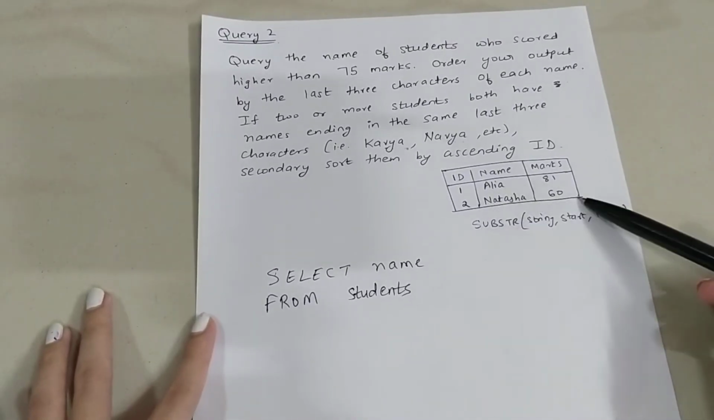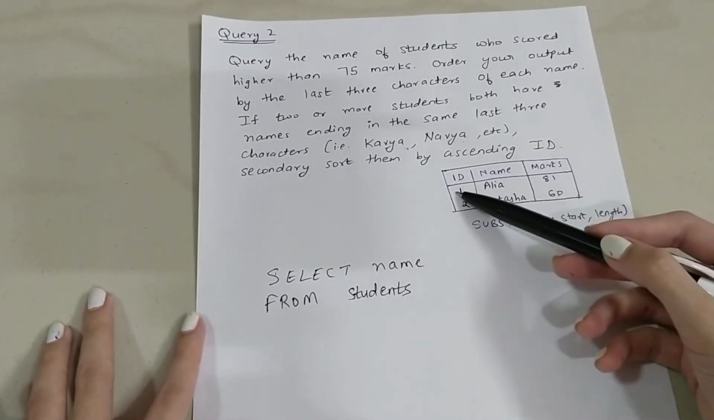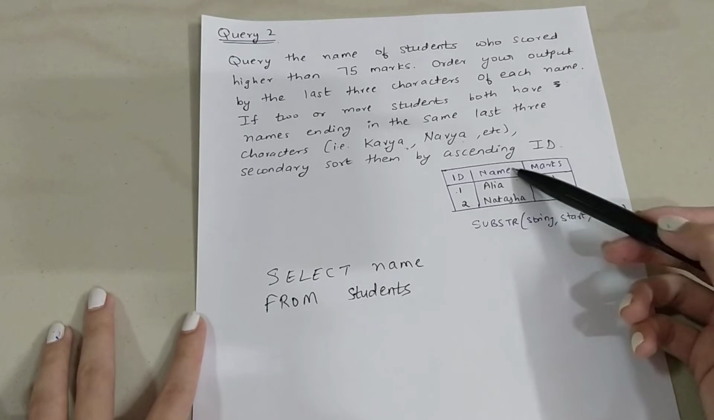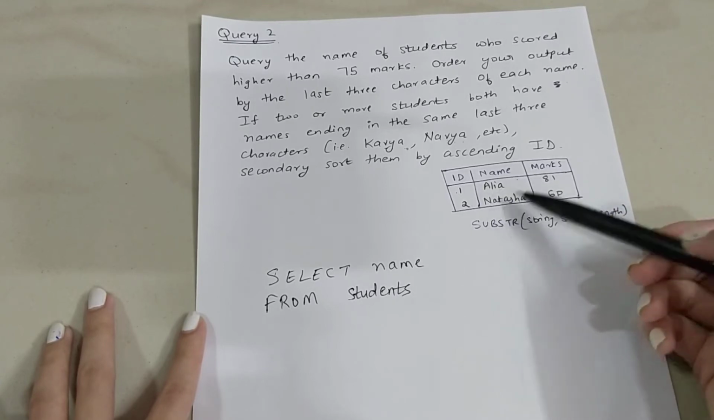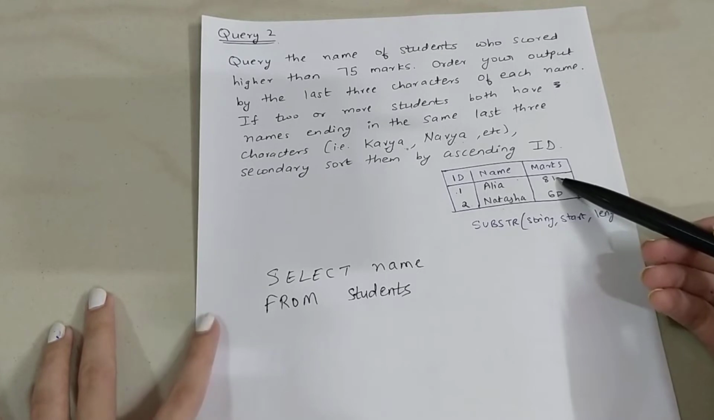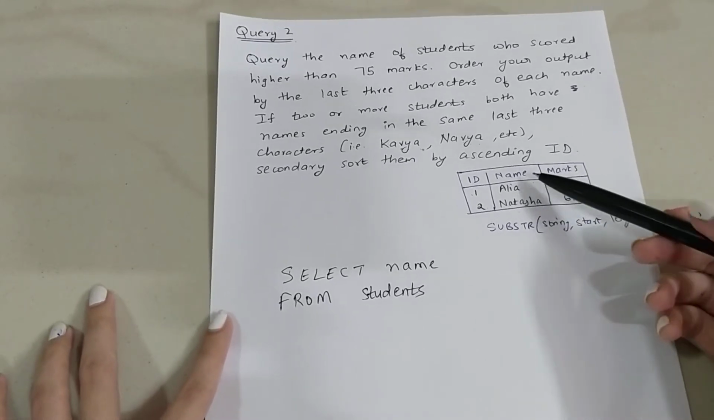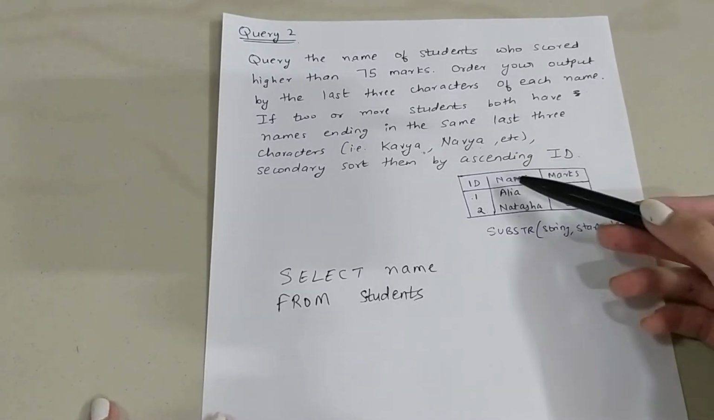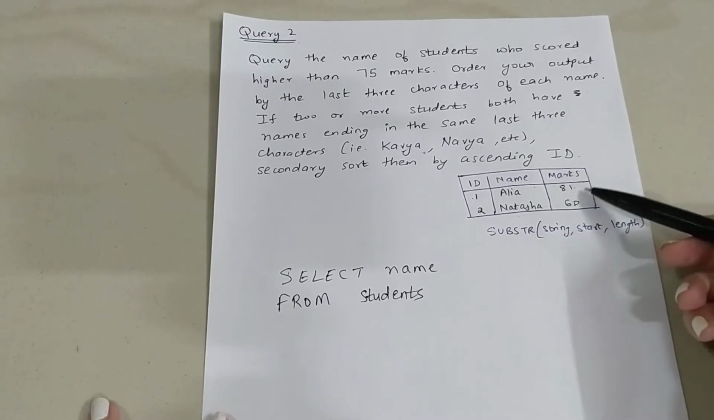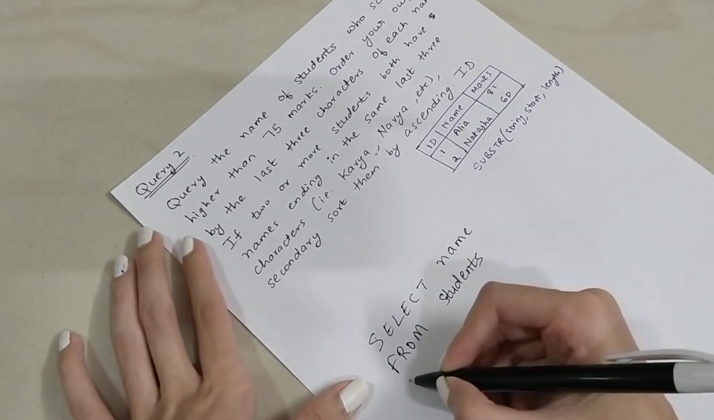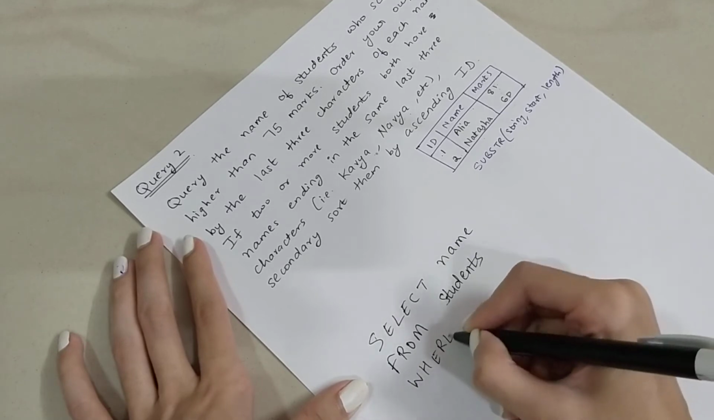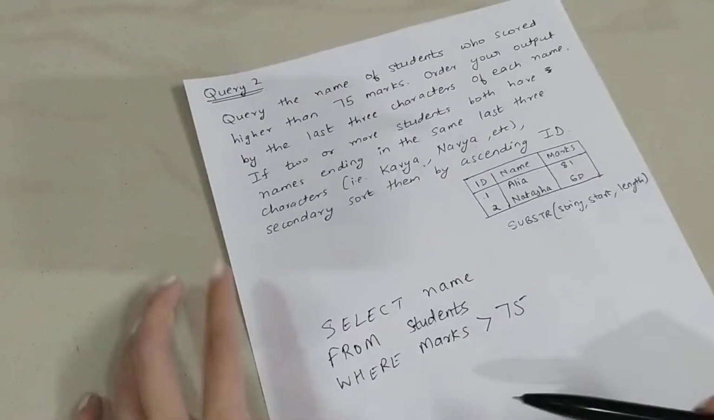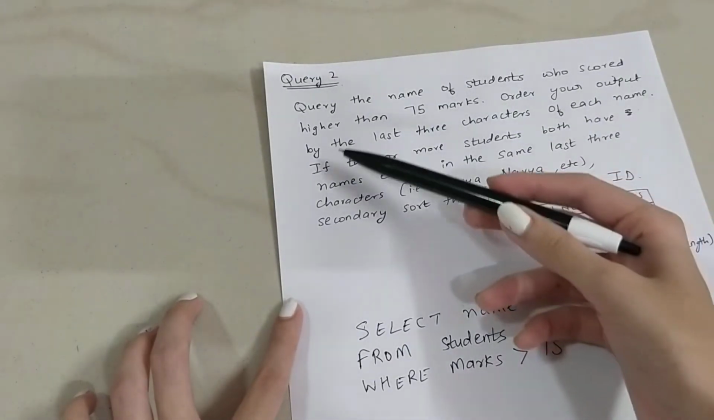Now see, this is the basic table I have drawn over here. So it has three columns: ID, name, marks. Name can be anything, Alia, Natasha, and these are the marks, the scores they have. I have to print the names of the students who score greater than 75. So I have to use the where clause over here. Where marks is greater than 75. So far it is simple because we have to query the name of the students who scored higher than 75 marks.